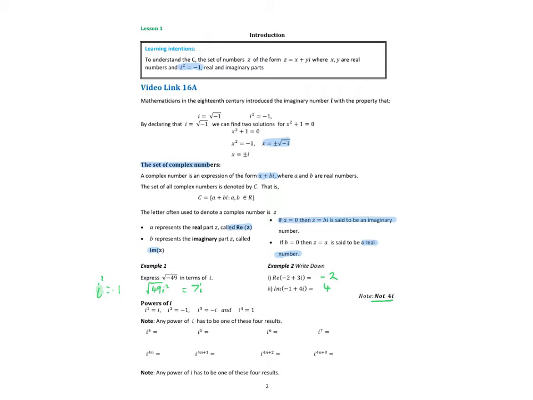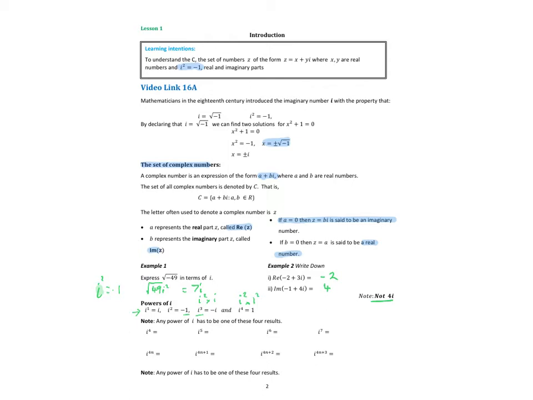So just a few basic properties that kind of make sense if you think about it. i to the power of 1 is clearly i, i squared is -1. i cubed, that's just i squared times i, which is -i, and i to the 4, i squared times i squared, which is -1 by -1, which is 1. So any power of i will have one of those four results. And so you're just really looking at where it is in relation to a factor of 4 or a multiple of 4.